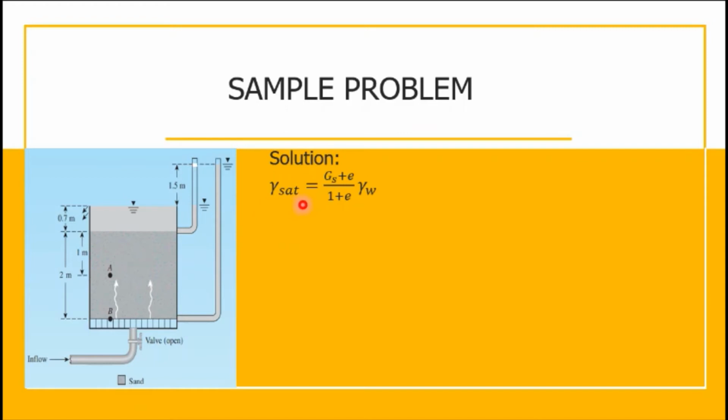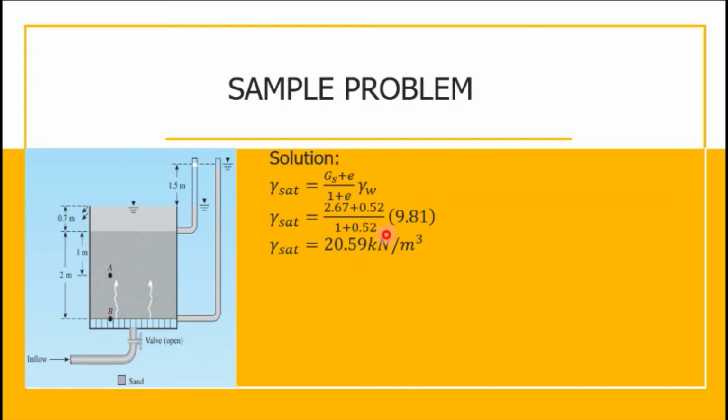The saturated unit weight is equal to the specific gravity plus void ratio over 1 plus void ratio, multiplied by the unit weight of water. We all know that the unit weight of water is equal to 9.81 kilonewton per cubic meter. By substituting the values, we get 2.67 plus 0.52 over 1.52 multiplied by 9.81, and the saturated unit weight will be equal to 20.59 kilonewton per cubic meter.